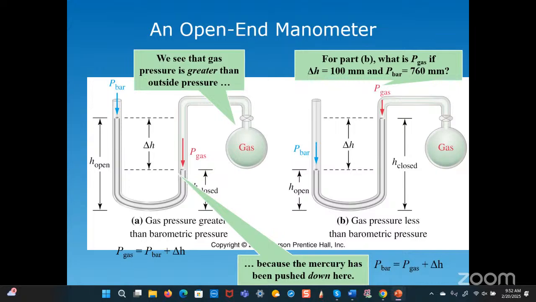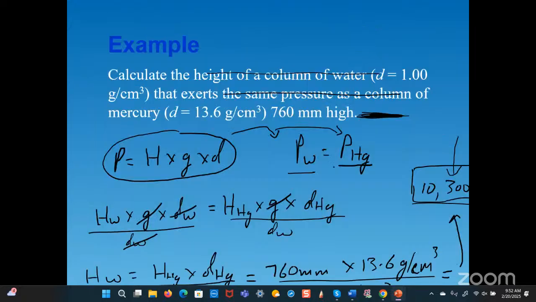Okay, so the next slide basically explains why mercury is the liquid of choice for those instruments, the manometer and the barometer. Mercury is very expensive. One might ask, so why can't we use something cheaper like water? Well, here you're going to see the reason why in this example.